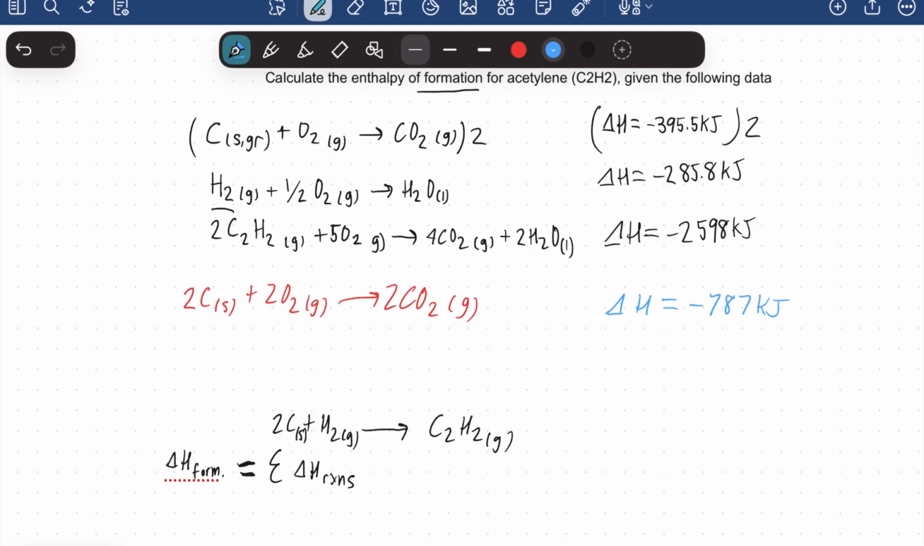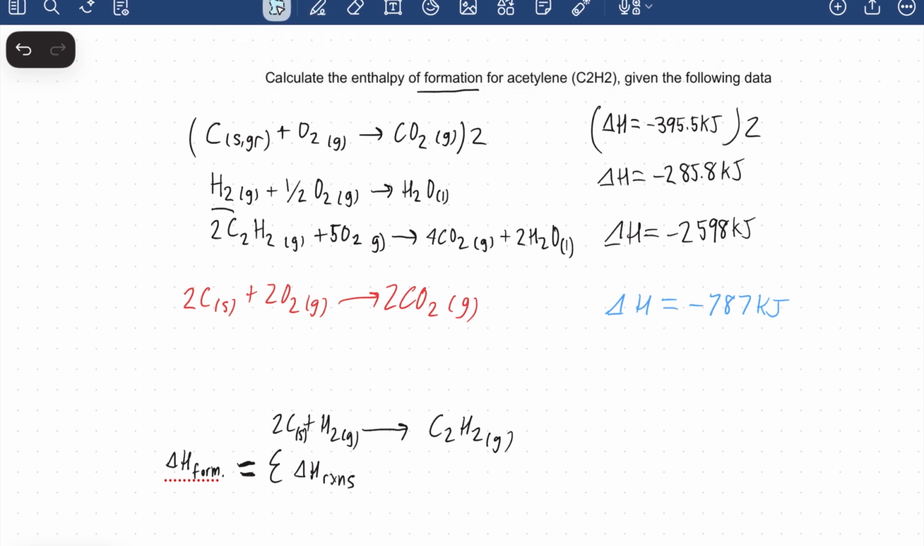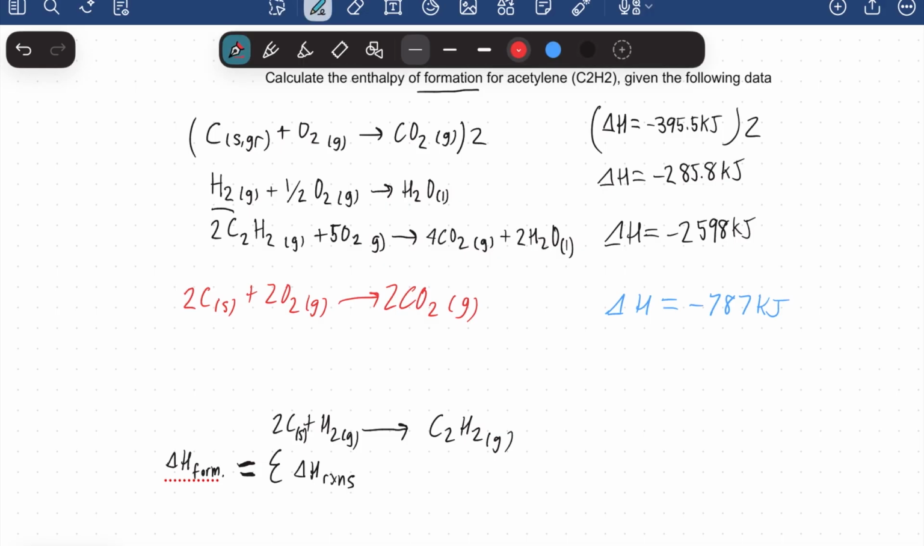So now we'll go to our second equation. In this equation, we can see that in our reactants, we have 1 mole of hydrogen gas, and in our net equation, we need 1 mole of hydrogen gas as well. So we're going to leave this equation alone for now. So we'll have hydrogen gas plus 1/2 oxygen gas create H2O liquid.